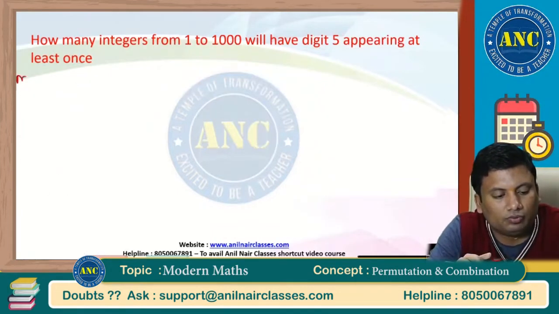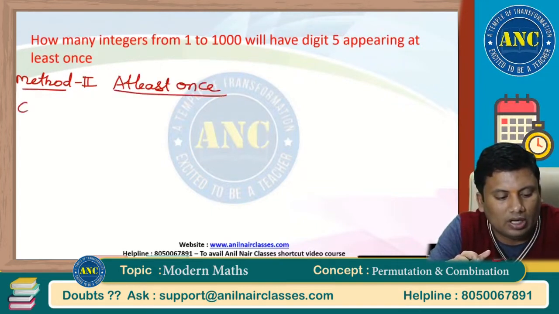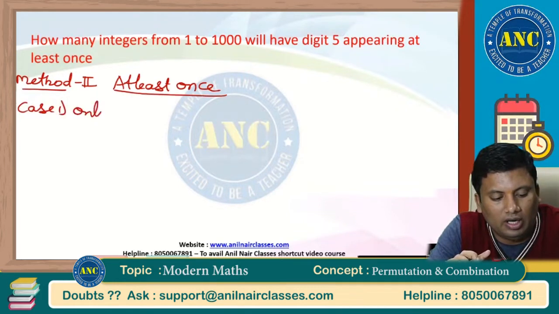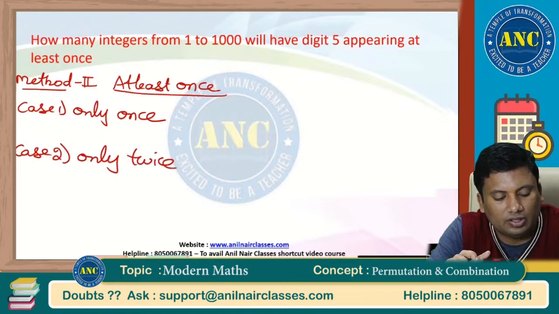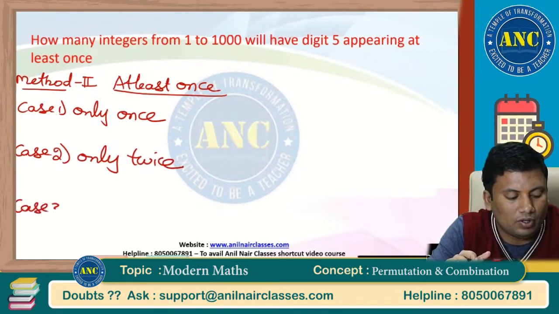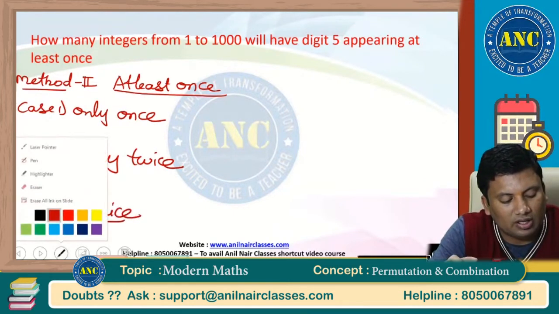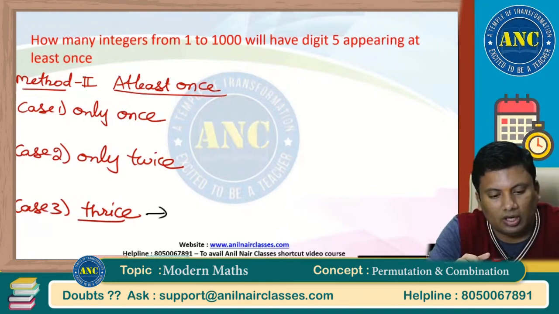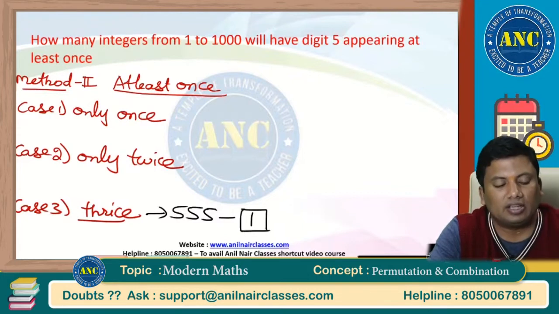Method number 2. At least once is nothing but case 1, only once; case 2, only twice; case 3, thrice. At least one means minimum once, so either once or twice or thrice. Thrice means only 555, which is nothing but 1.